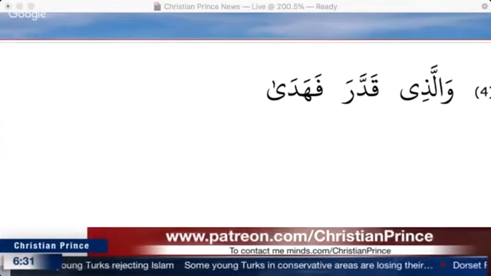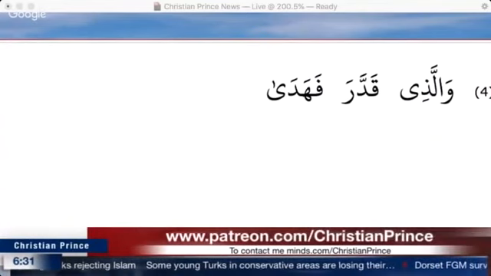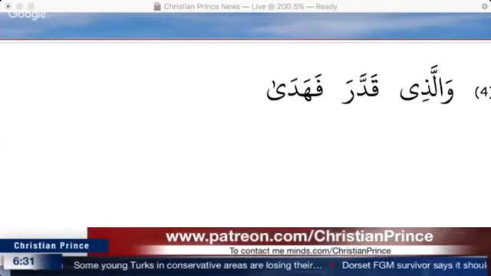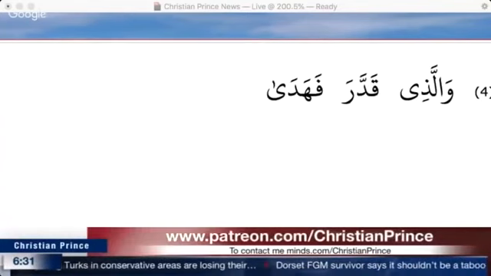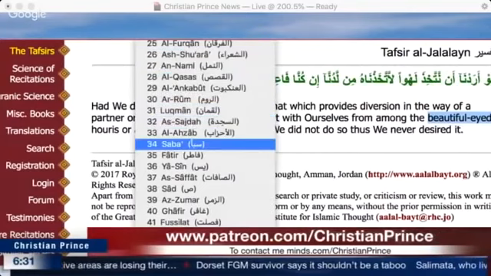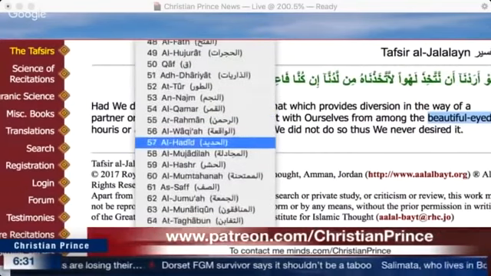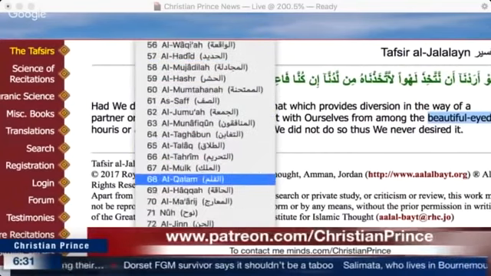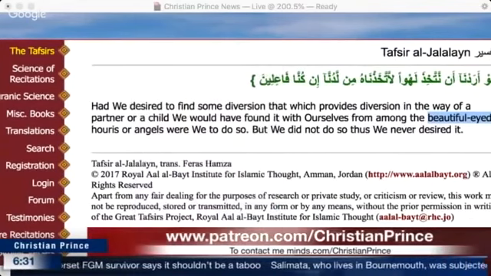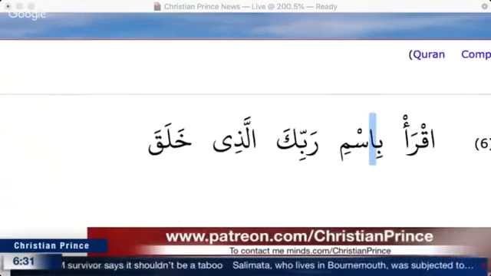Okay. If we go to chapter 87, verse number 3, it says, وَالَّذِي قَدَّرَ فَهَدَى. What does that mean? He destined, he made it destined. Qaddara means destiny. So Allah is the one who made the destiny, and He guides, which means this destiny is what is going to decide for you. It doesn't matter what you do.